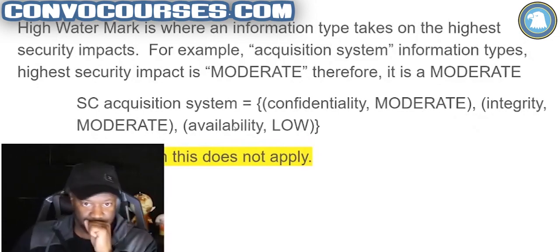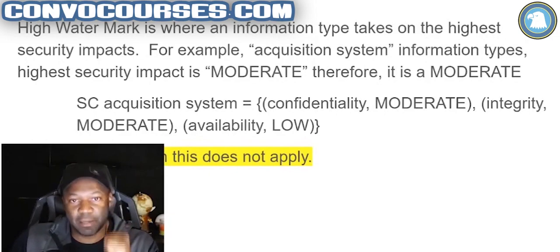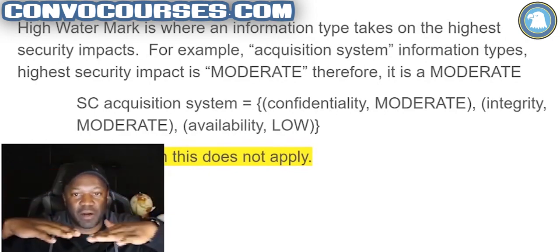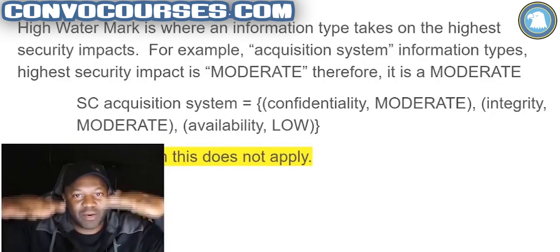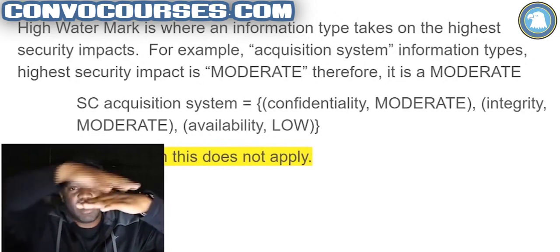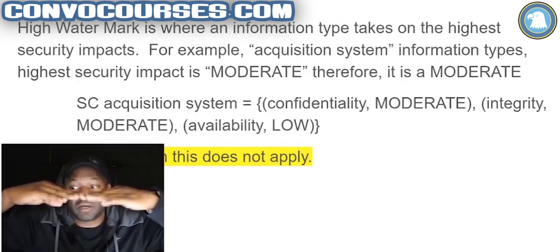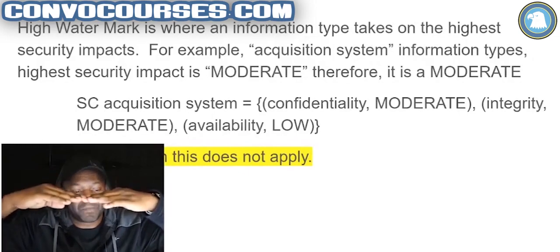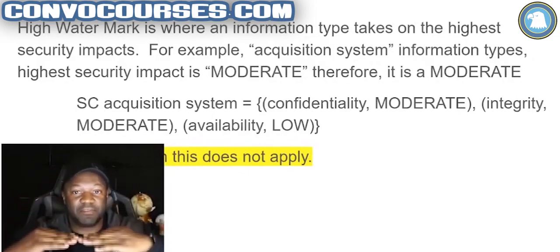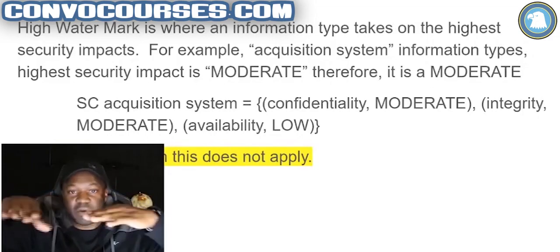High watermark means you take the highest impact level. That's what you take, the highest watermark. Have you ever heard the term "tide raises all boats"? Basically, if the watermark is here, everything on that water is also going to be raised to this level, right? So that's what high watermark means. If it's like this, everything on that watermark level is at that level.